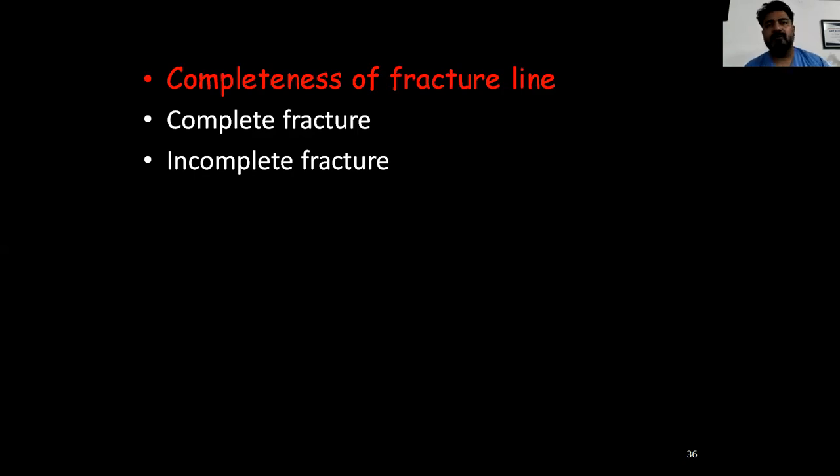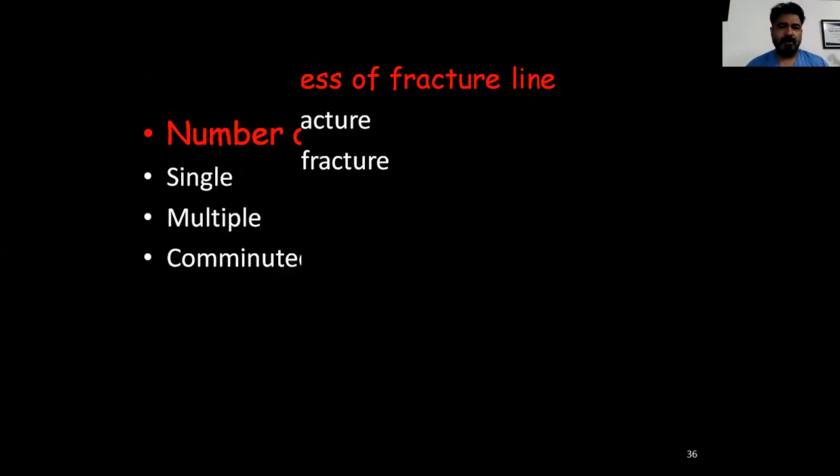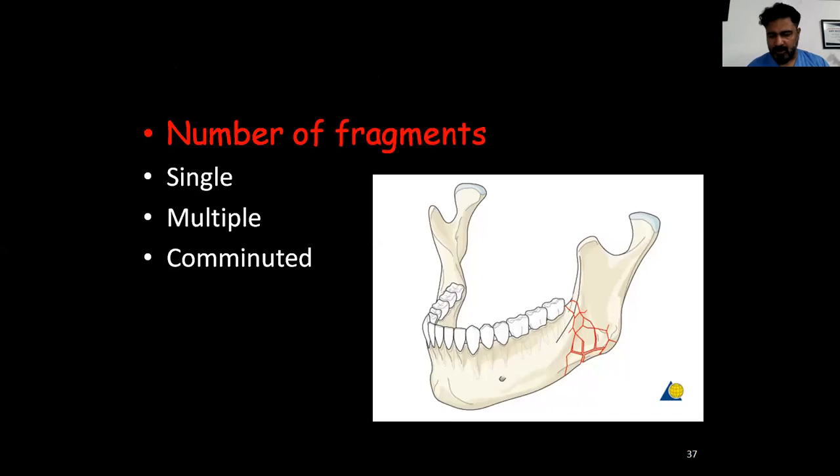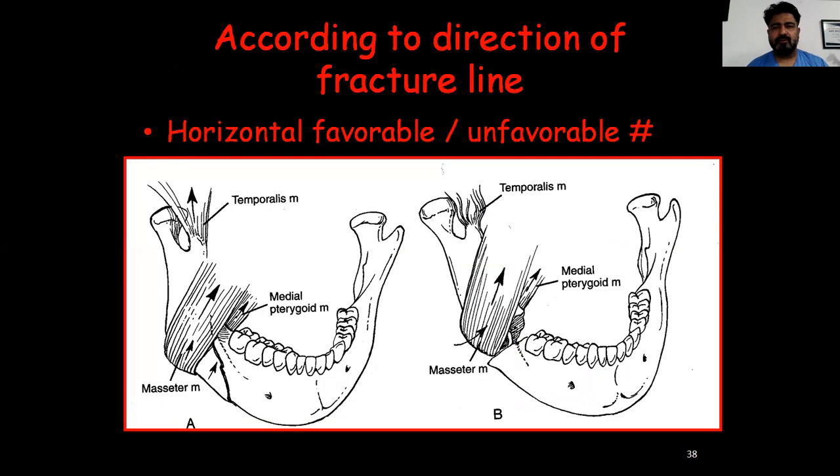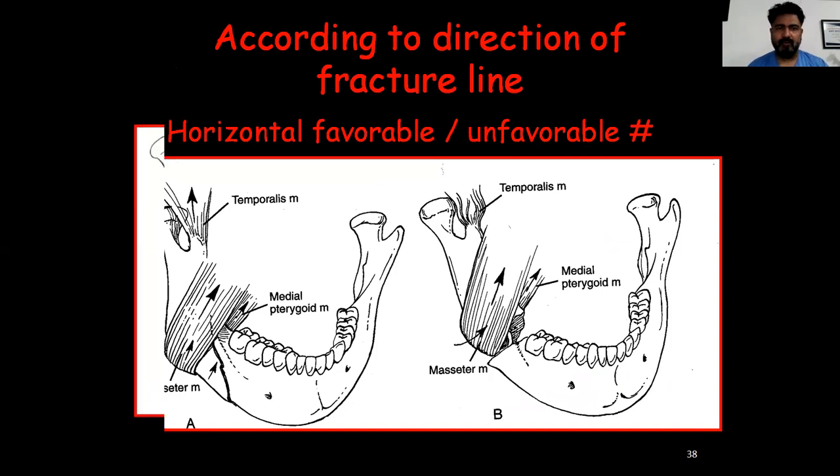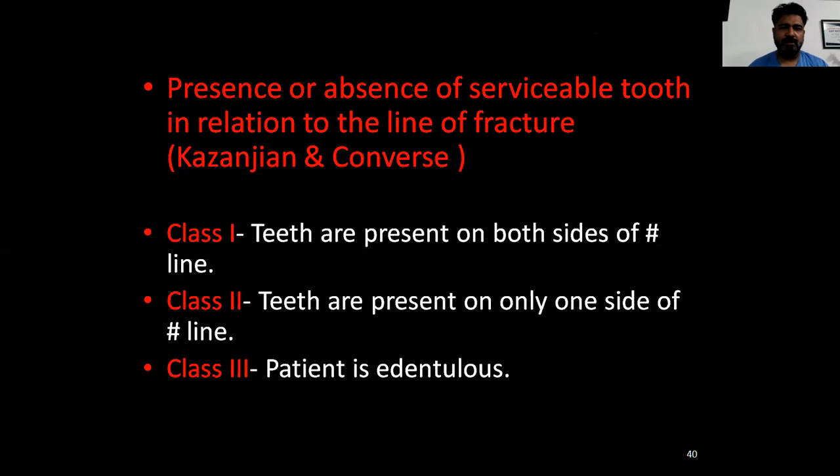As we have already discussed, greenstick fracture is where one cortex is fractured and the other is bent. The number of fragments: single, multiple, or comminuted fractures. And according to direction of the fracture line: horizontal favorable and unfavorable fractures, vertical favorable and unfavorable fractures. The presence or absence of a serviceable tooth in relation to the line of fracture: Class 1, teeth are present on both sides of the fracture line. Class 2, teeth are present only on one side of the fracture line. And Class 3, the patient is edentulous.